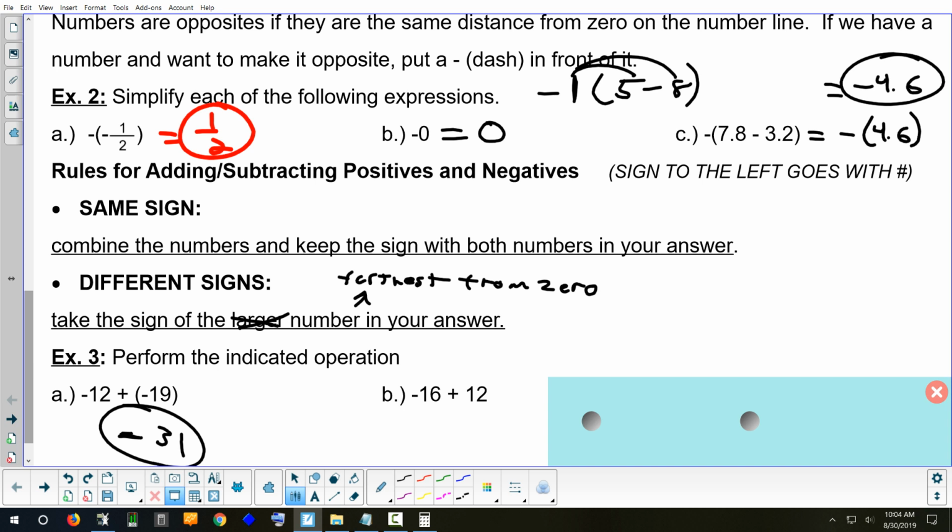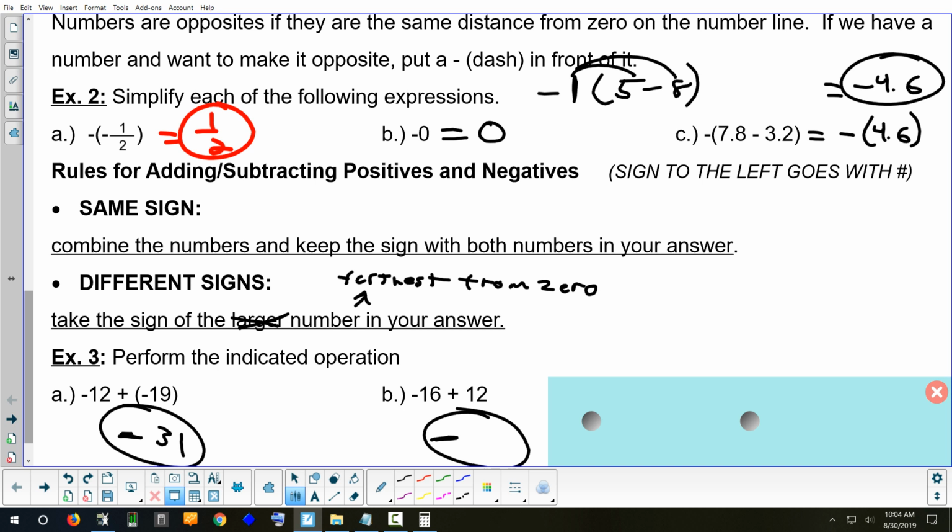So, what's the sign of the number that's further from 0? Positive or negative? Negative. So my final answer is going to be a negative, because the negative 16 is farther from 0. And now, you subtract the two.